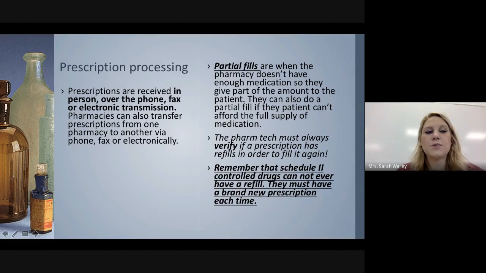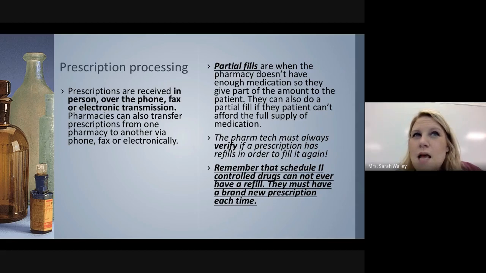Okay, so the next thing is prescription processing. Prescriptions are received in person, over the phone, fax, or electronic transmission, like an e-script. That's probably the most common now. It's kind of like an email. Pharmacies can also transfer prescriptions from one pharmacy to another via phone, fax, or electronically.